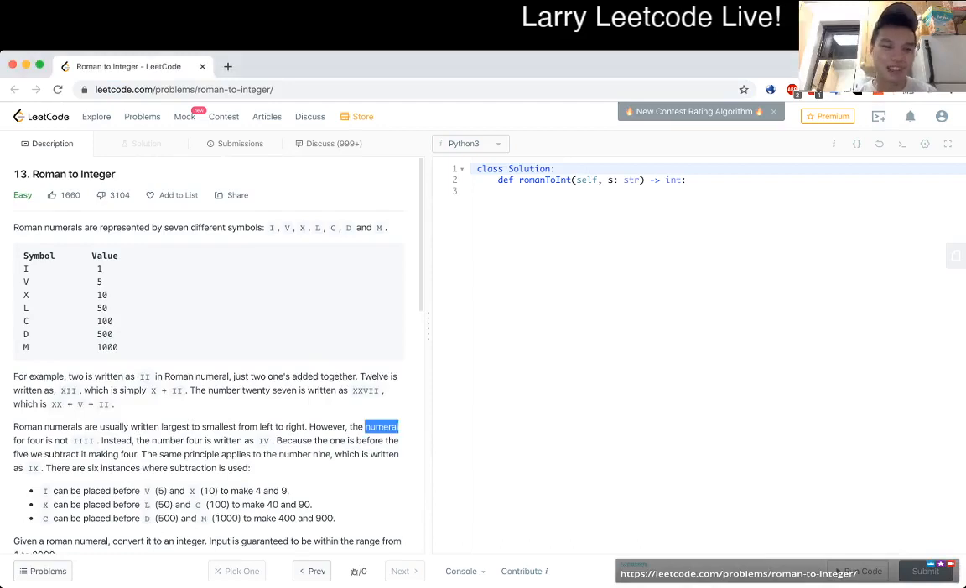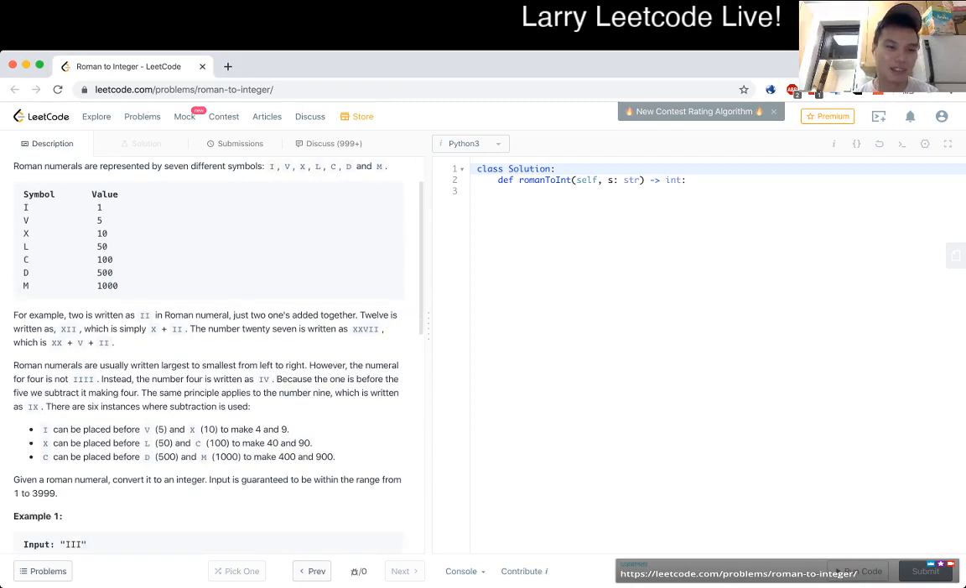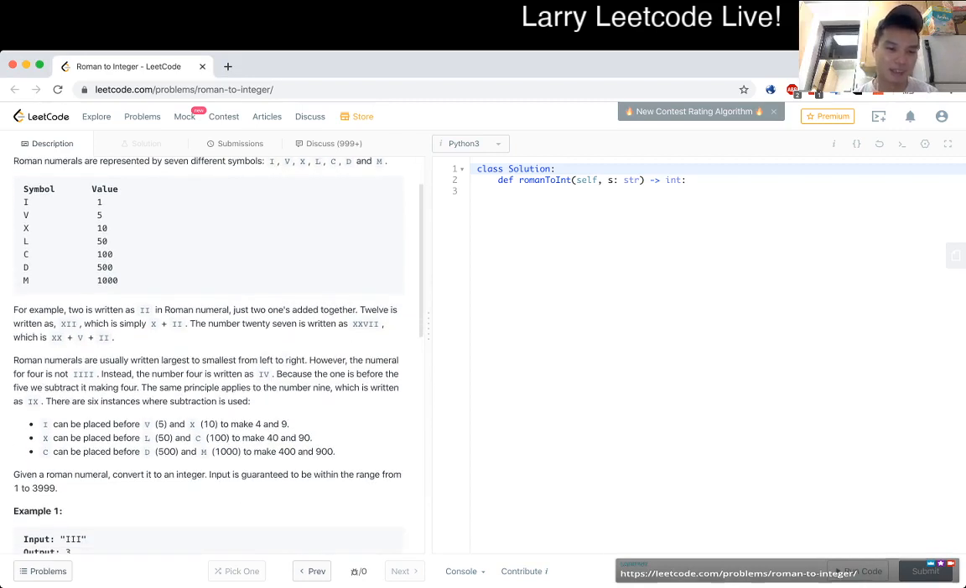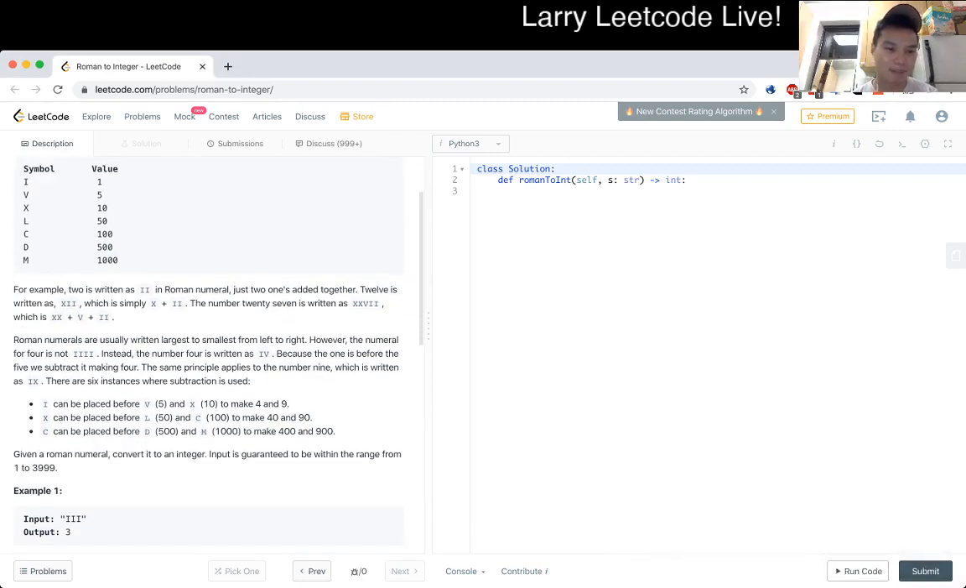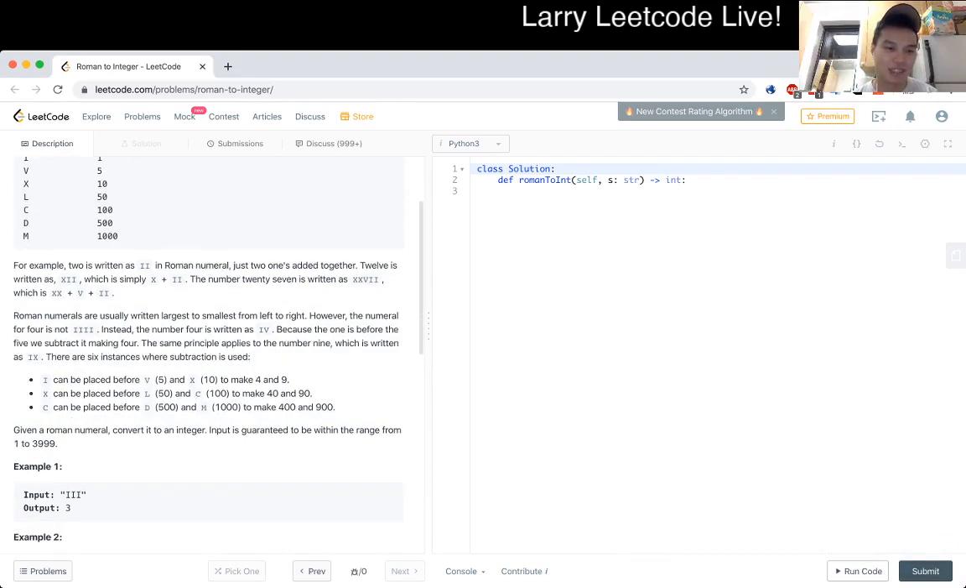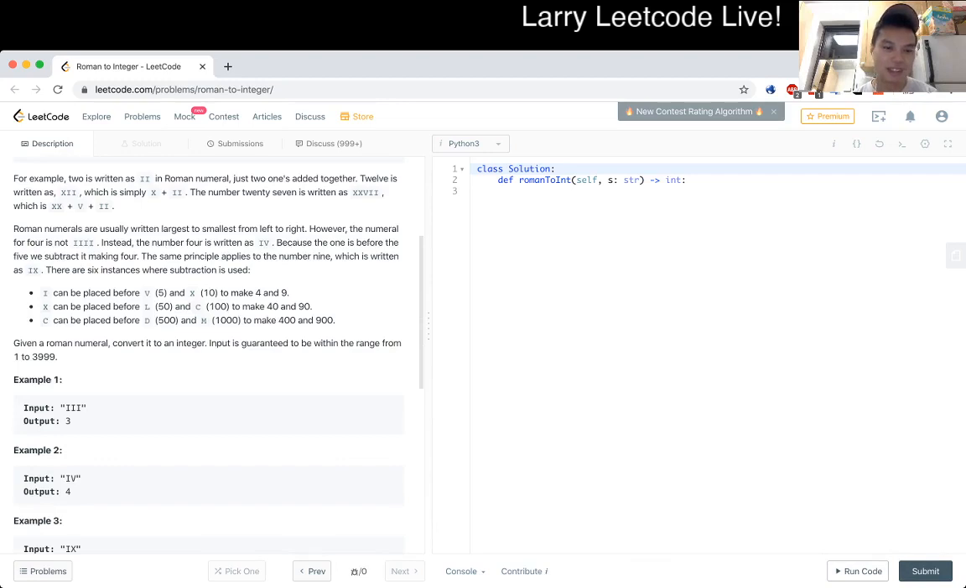Cool. 13, Roman to Integer. Roman numerals are represented by seven different symbols, and then there's just a table. This is standard-ish. For example, 2 is II, and the tricky one is probably the subtraction one. I can be placed before V and X to make 4 and 9, and so forth. Given a Roman numeral, convert it to an integer.